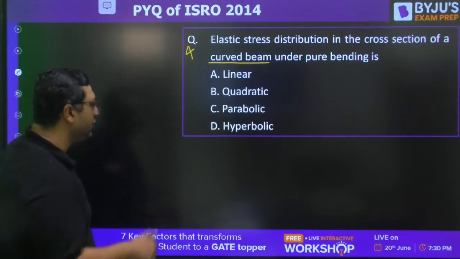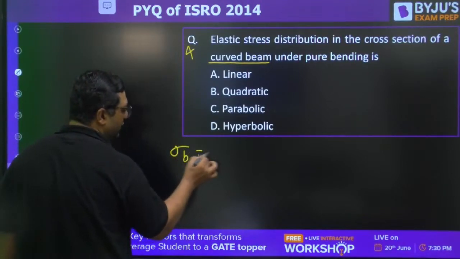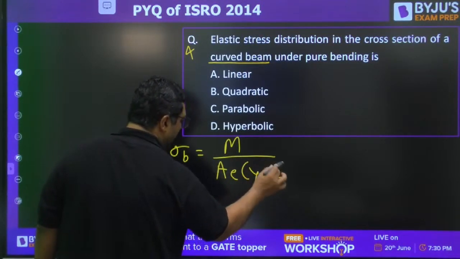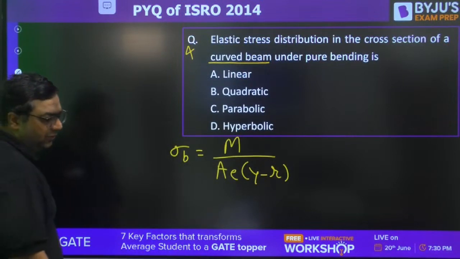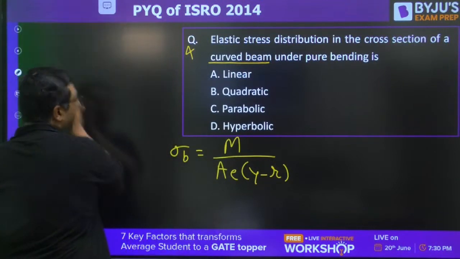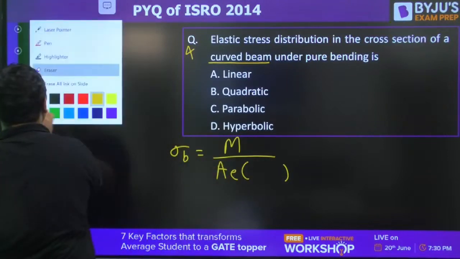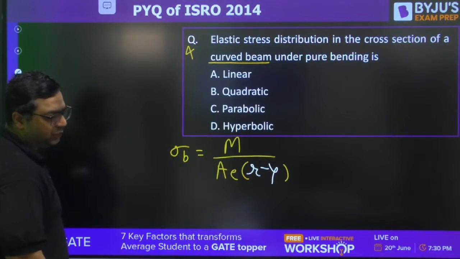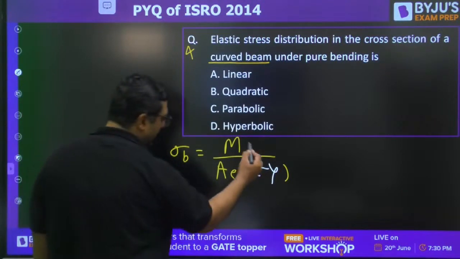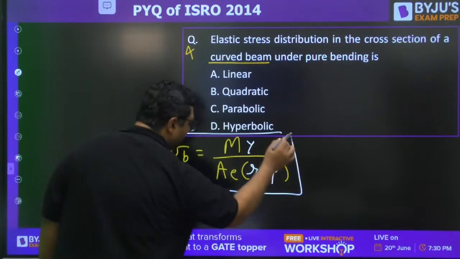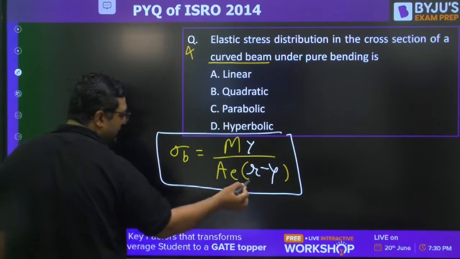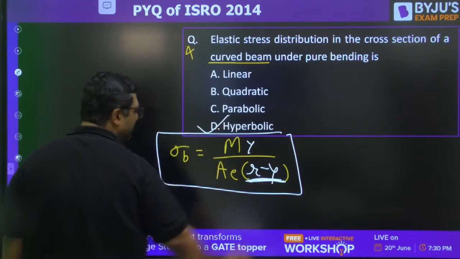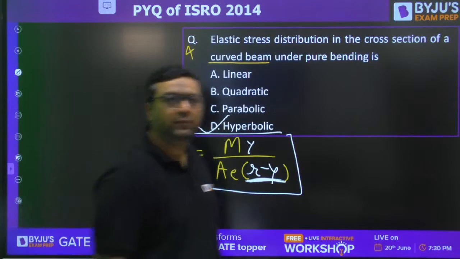And my dear, when we are talking about this, the bending stress is coming out to be M by AE into Y minus R. So this is going to be R minus Y. And when we have MY upon AE into R minus Y, this has a function of R minus Y in the denominator. So by that we can say it is hyperbolic. So the answer will be D for this.